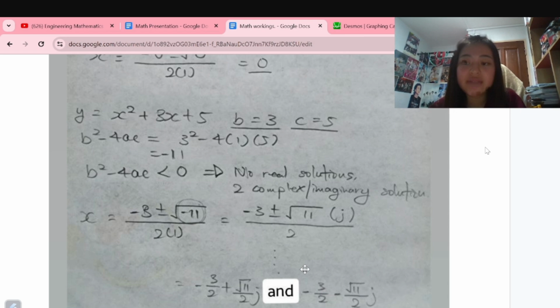The last scenario is that you will have no real solutions, or rather 2 complex or imaginary solutions. Let's use b equals 3 and c equals 5 as an example. After using b squared minus 4ac to find the discriminant, we will get -11. Once you start to manually apply the quadratic formula to find the x-intercept, you will realize that you cannot square root a negative number. So imaginary numbers are used to solve for x. X will only equal 2 imaginary answers.